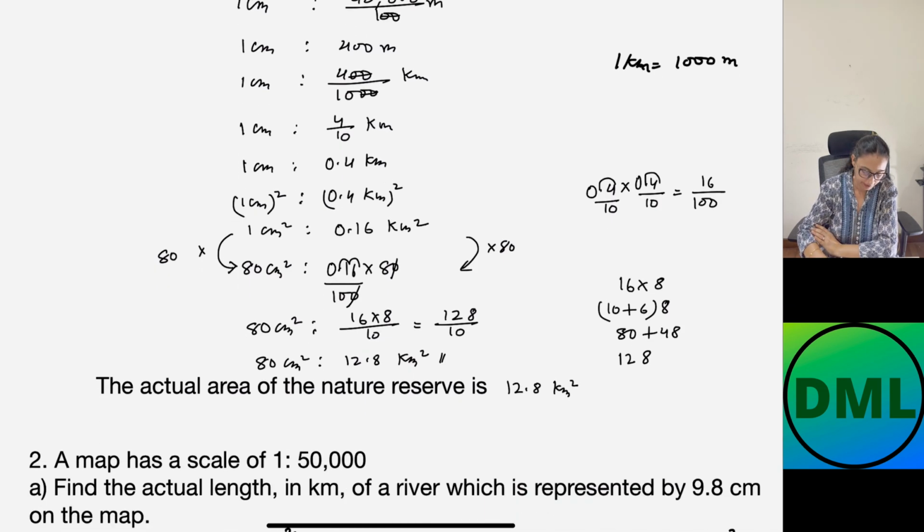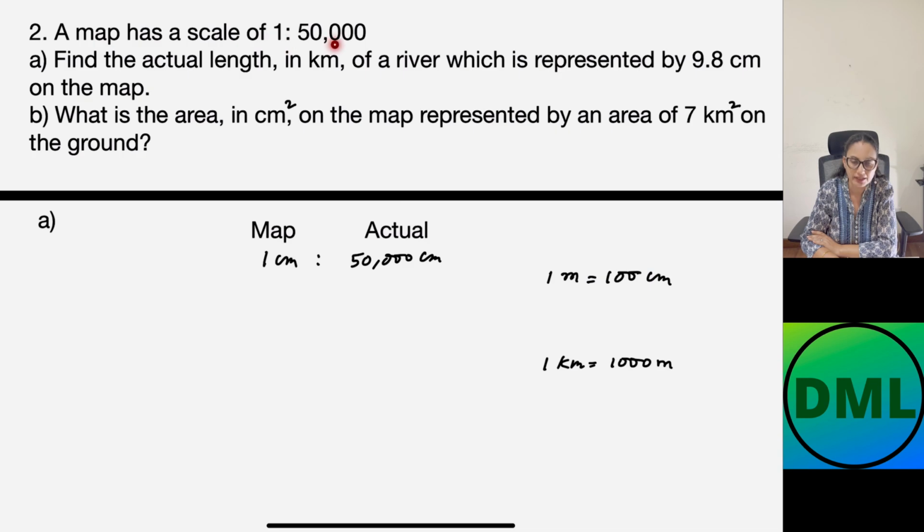Let's see the next example here. A map has a scale of 1:50,000.